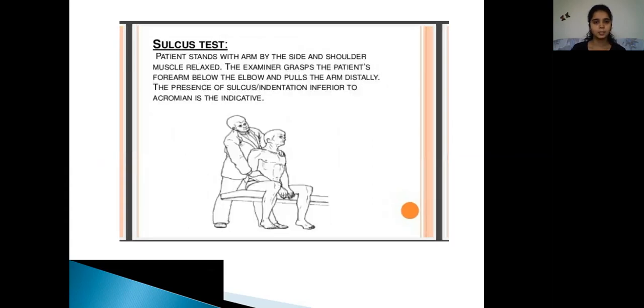Now the sulcus test, where the therapist is standing behind the patient, grabs the patient's forearm below the elbow and pulls the arm distally. If you see any sulcus there, then the test is positive.